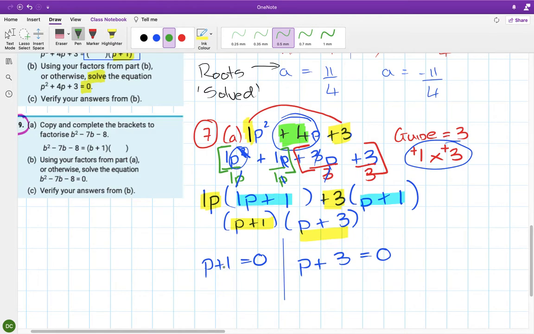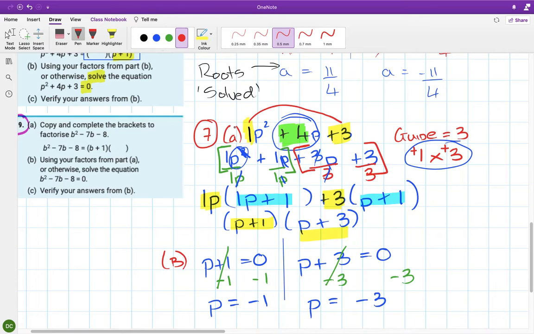Then we solve, so this plus 1 needs a minus 1 to cancel it out, and a minus 1 for balance. So p equals 0 minus 1, which is just minus 1. On the other side, the plus 3 needs a minus 3 to cancel, and then a minus 3 on the far side to balance it out. So p equals minus 3. So that bit there is your answer to part B.